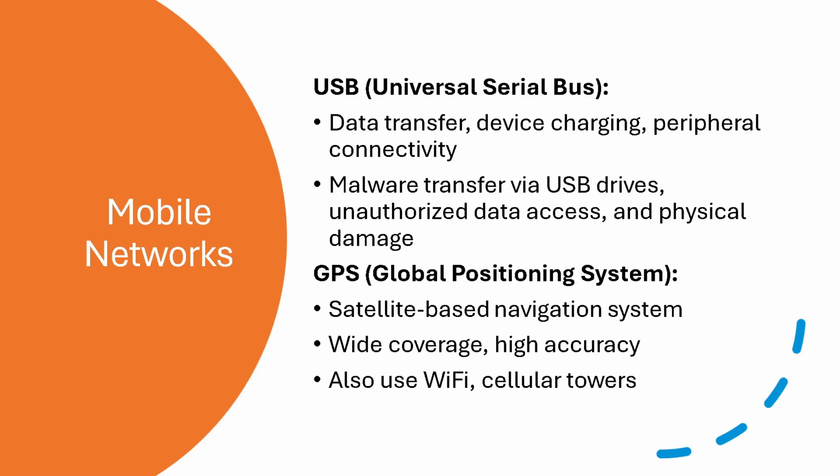GPS or Global Positioning System. GPS is a satellite based navigation system which offers wide coverage and high accuracy. It requires data and connectivity from at least three satellites at a time. GPS can also use Wi-Fi and cellular towers to determine the location of the device.